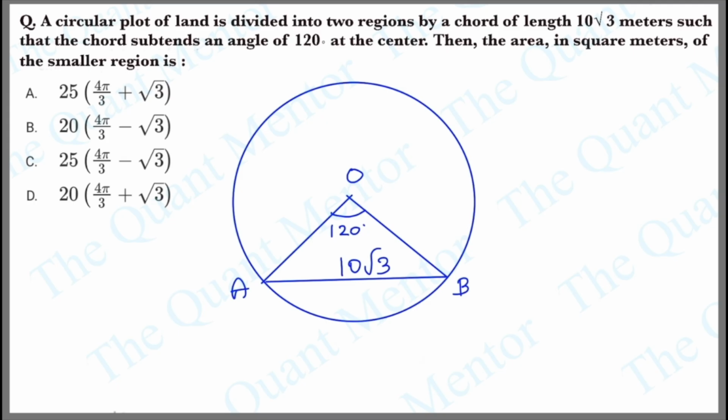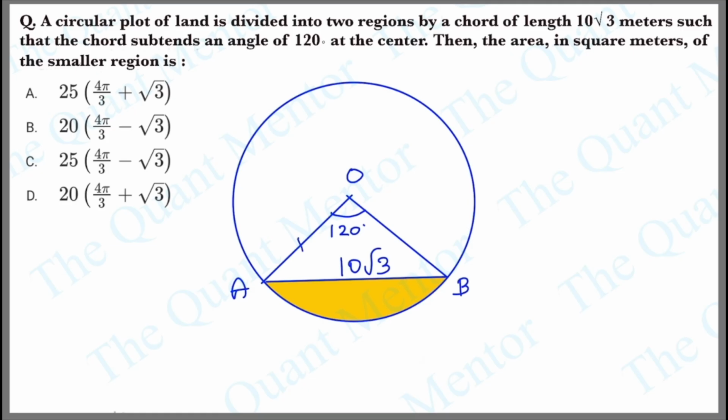So the situation is shown in the diagram here. A circular plot of land is divided into two regions by a chord of length 10 root 3 meters such that the chord subtends an angle of 120 degrees at the center. Then the area in square meters of the smaller region is. So this AB is the chord of length 10 root 3 as given in the question, and it makes an angle of 120 degrees at the center of the circle. We want the area of this region as shown in yellow.